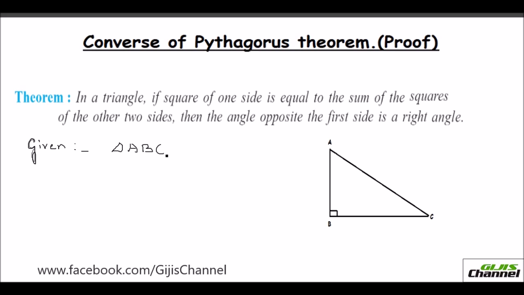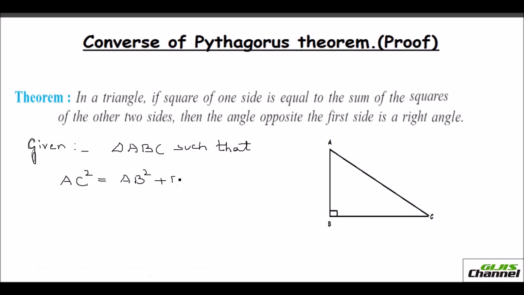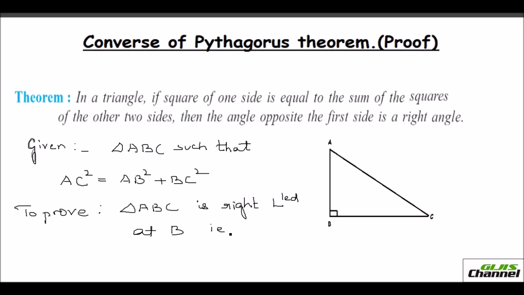Triangle ABC such that AC square is equal to the sum of the squares of the other two sides. The other two sides are AB square plus BC square. If it is so, you need to prove triangle ABC is right angled at B. That is, angle B is equal to 90 degrees. This is what we need to prove.